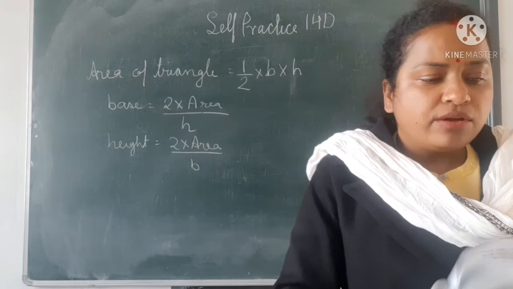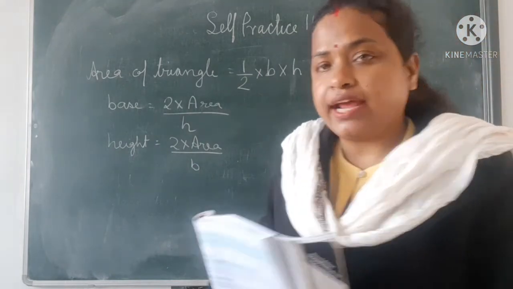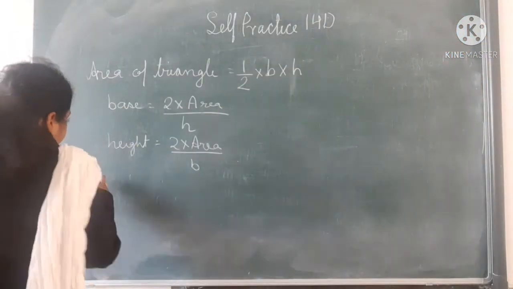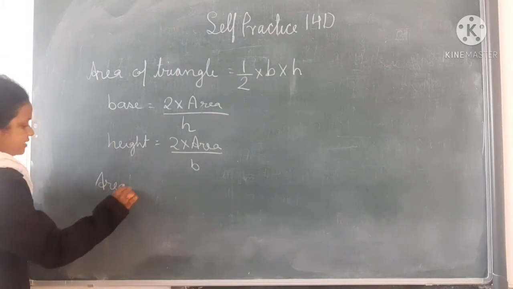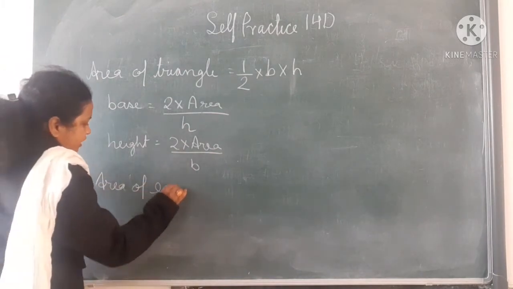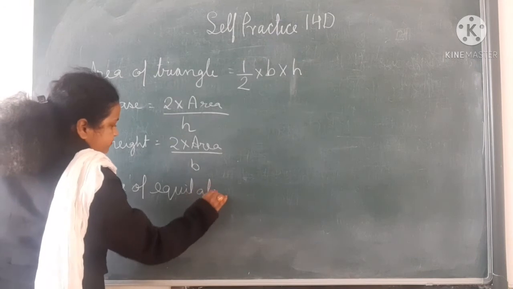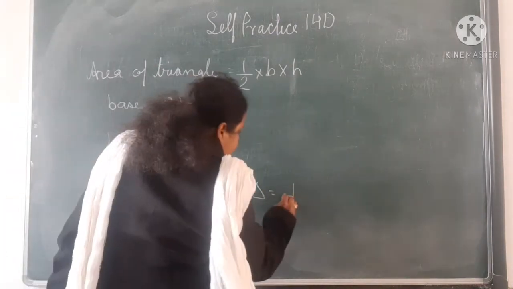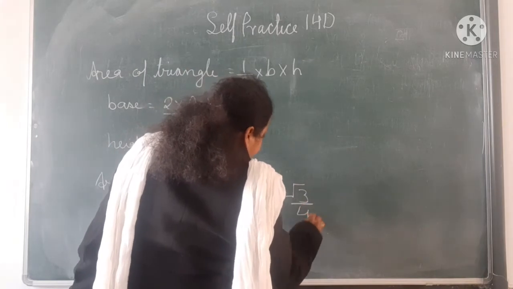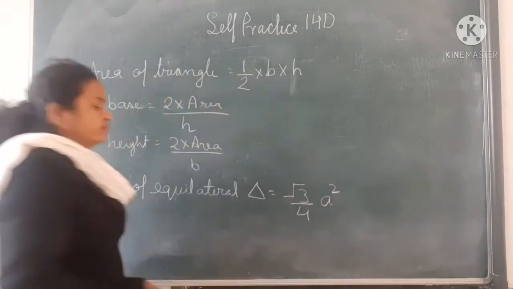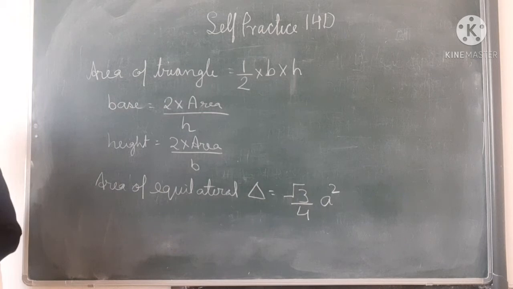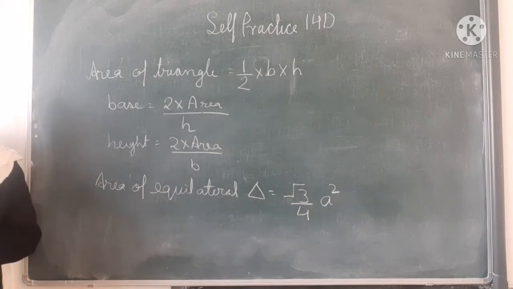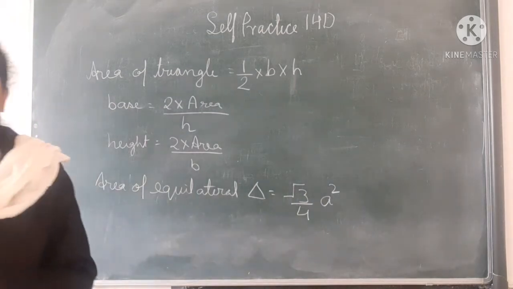And the last formula, area of equilateral triangle. What is an equilateral triangle? One in which all the three sides are equal. Area of equilateral triangle is equal to root 3 by 4 a square.